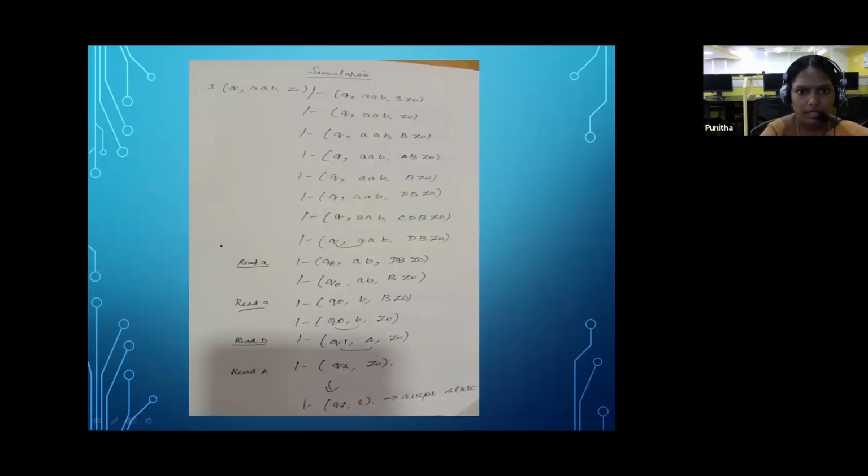Next, we will look at simulation. In the first step alone we will have LHS tends to RHS, and from the next step onwards we will have only the RHS. In the LHS, first we will write the state, and second we will write the total number of inputs that are going to be read by the head pointer. Next, initially we write the top element of the stack.